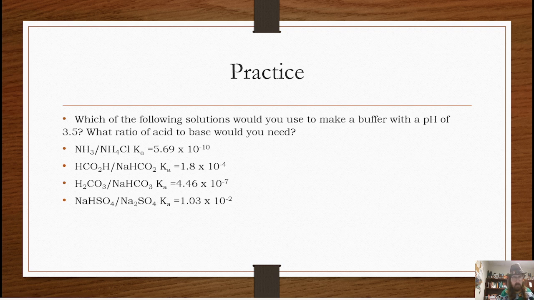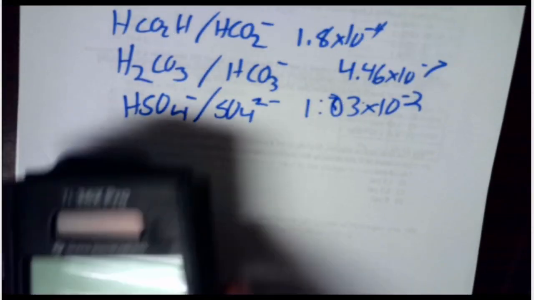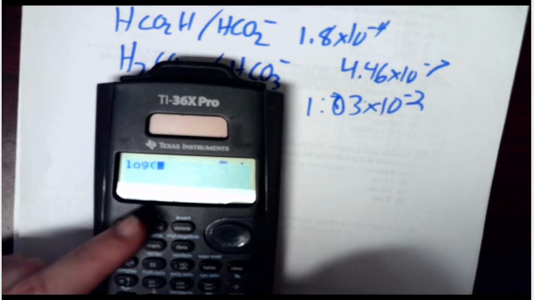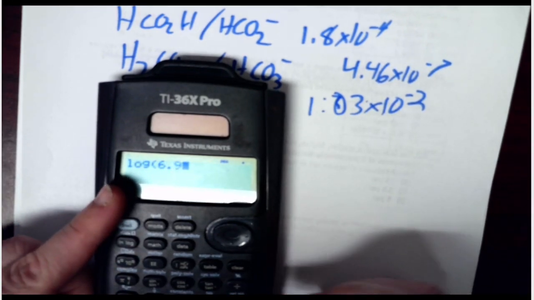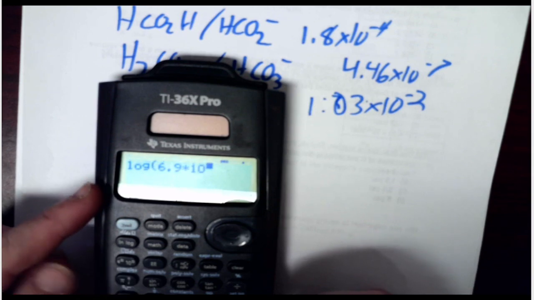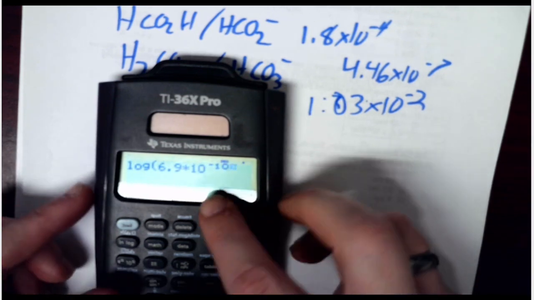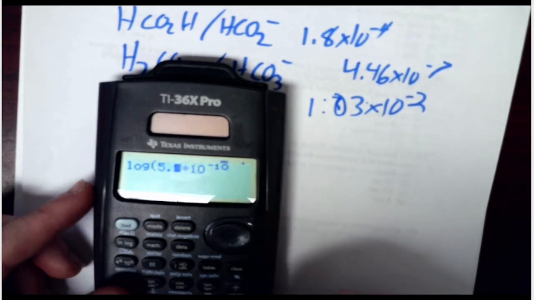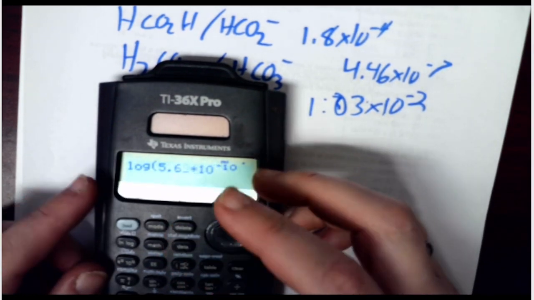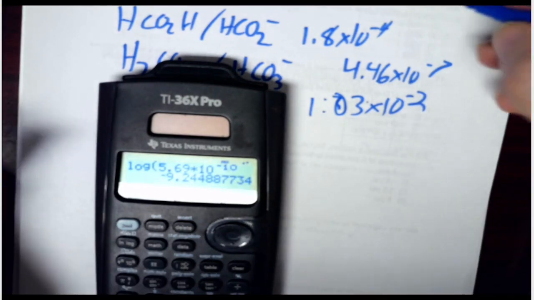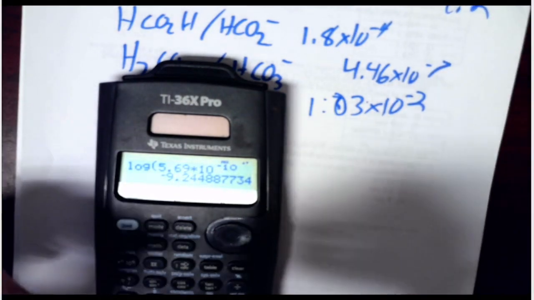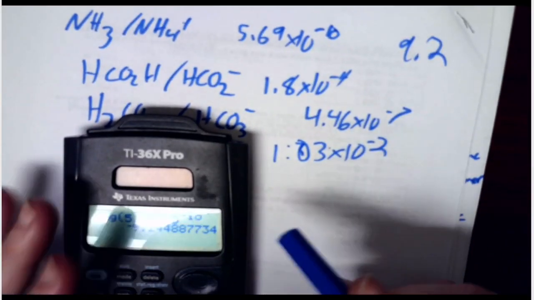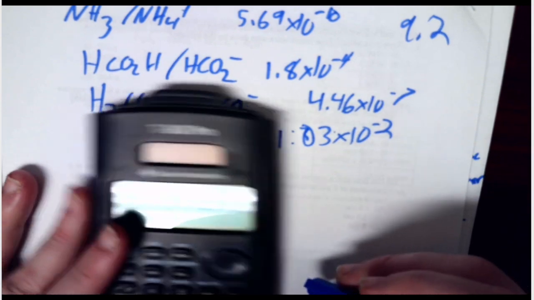So with that in mind, let's go to the doc cam. So the pKa, remember, is just the negative log of the Ka. So if I take the negative log of 5.69 times 10 to the negative 10, I get a pKa of 9.2. That's nowhere close to our desired pH of 3.5.